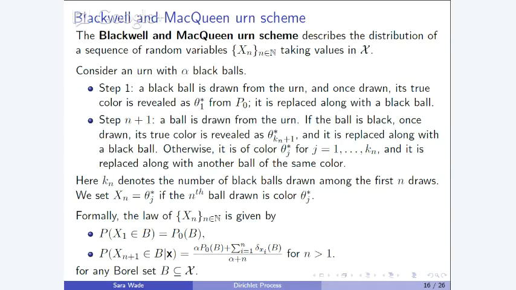At the next step, let's say I draw a black ball. It tells me my color, theta 2 star. So it's dots. I put the black ball back in, and I put a ball with dots in. So x3 is equal to theta 2 star. And you keep repeating this process. At stage n, Kn is the number of color balls I have. So at stage 3, I have Kn equal to 2. Kn denotes the number of black balls drawn among the first n draws.